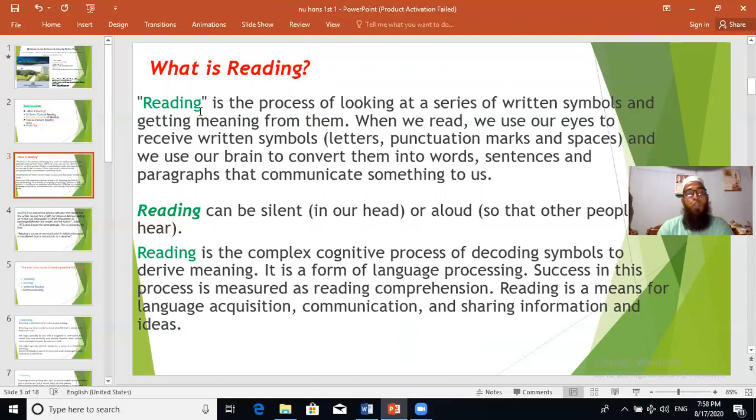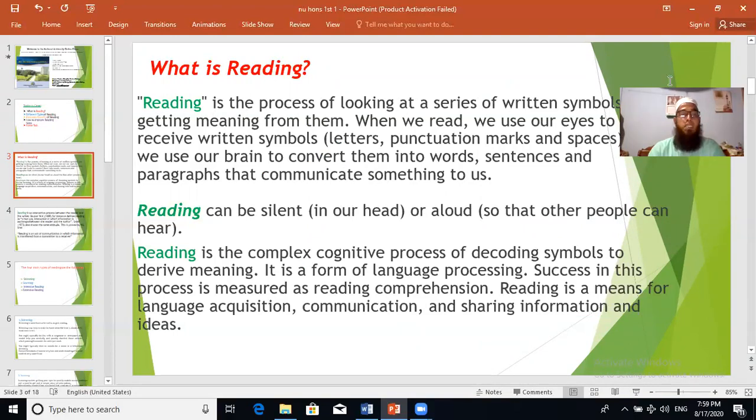So when we read, we look at some symbols and we get meaning from them. This is the gist of this definition. There is another definition here. Before going to the definition, we see reading can be silent in our head. That means we read for ourselves silently, or it may be aloud. Reading may be aloud so that other people can hear.